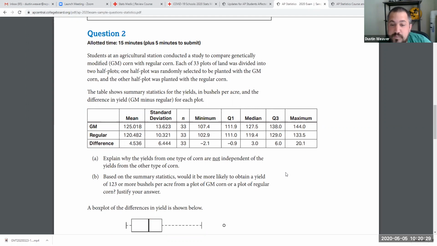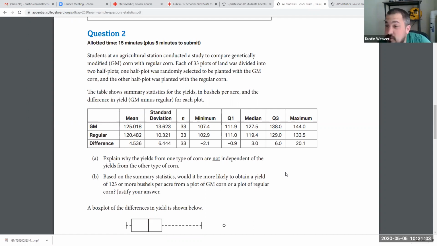So I know that more than 50% have at least 123. I also know from the regular corn that the median is only 119.4, and 123 bushels is more than that. So that would fall above the median. So I know that less than half of the plots with the regular corn will have 123 or more bushels. So that shows me that the genetically modified corn has more than the regular.